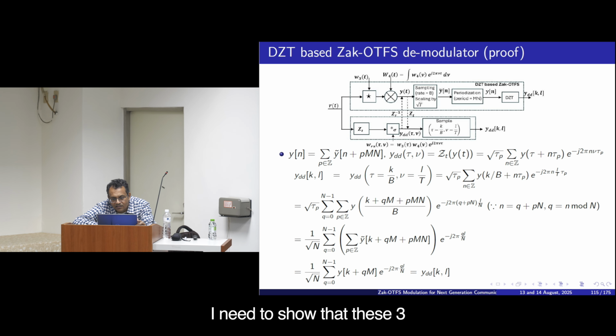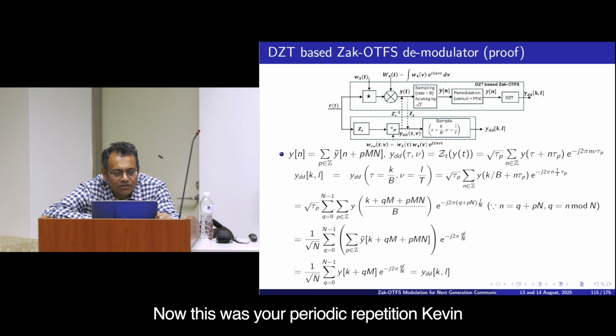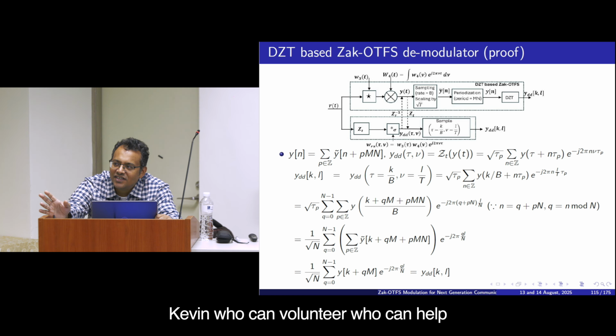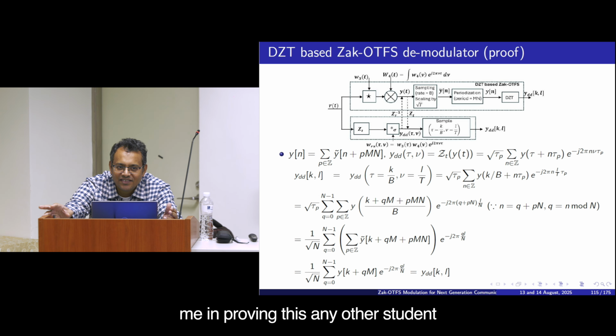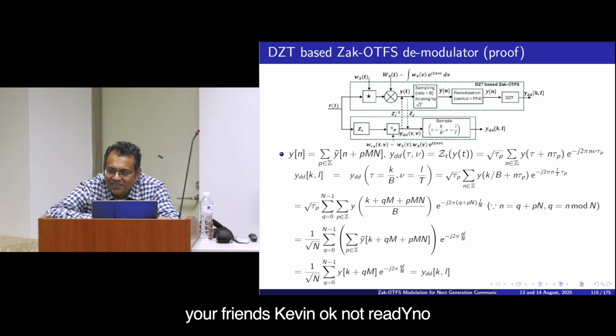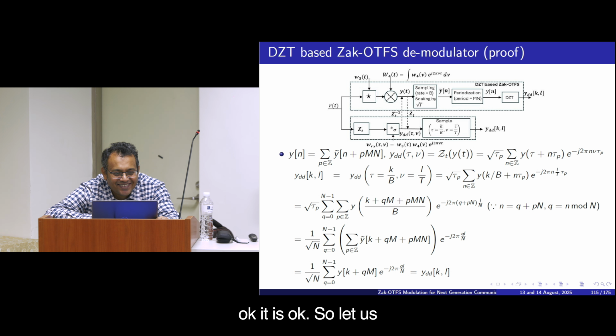So, I need to show that these three blocks do exactly the same as the sampling operation. This is going to be a little involved. Let me try my best to prove it. I just included it for the fun of it, so that we have some depth also. Now, this was your periodic repetition, Kevin. Is there anybody else apart from Kevin who can volunteer, who can help me in proving this? Any other student? Your friends, Kevin? Okay, not ready? It is okay.